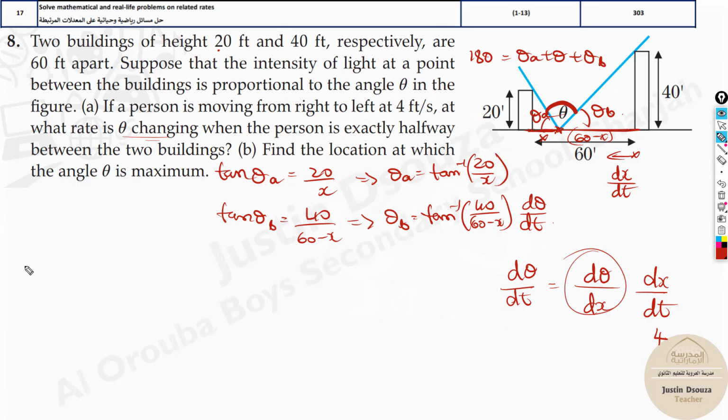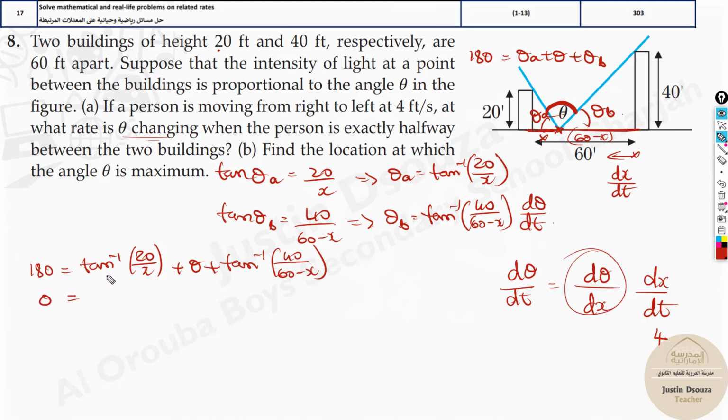So we know 180 is equal to theta A plus theta B. What is theta A? It's tan inverse of 20 by x plus tan inverse of 40 by 60 minus x. So this is all the substitutions. Now derive both the sides. When you derive the left side, obviously it will be 0.